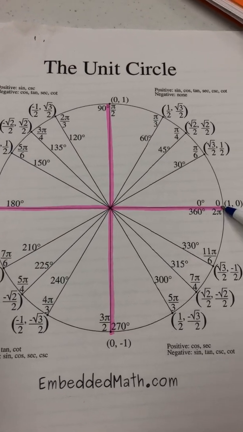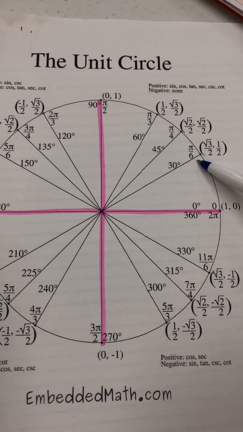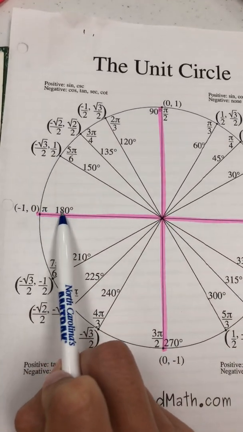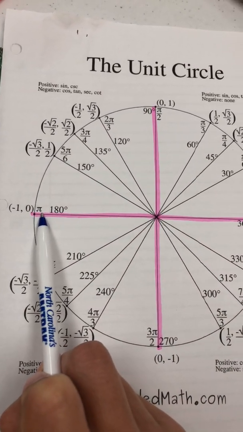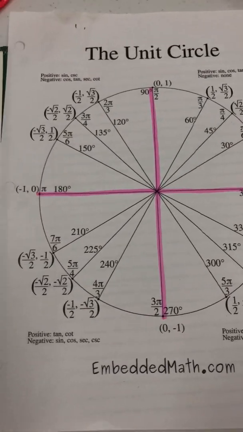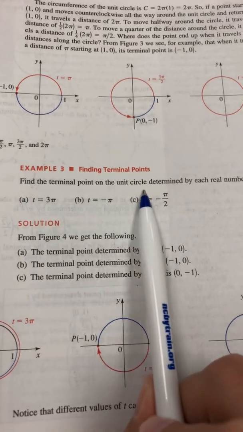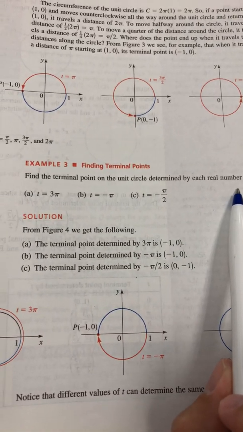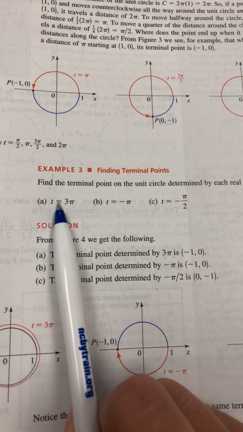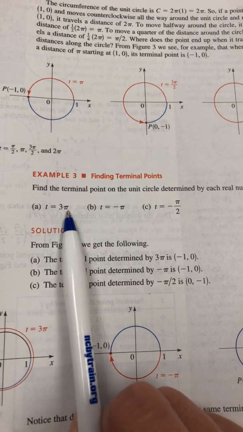Now, you also have your radians. 30 degrees is the same thing as pi/6 radians. Remember how we said that 180 degrees is the same thing as pi. So if you look at some of the other examples in the book, in example number 3, it wants us to find where the terminal points are on this unit circle. Here in example 3a, it wants us to find the coordinates where the terminal point is at 3 pi.